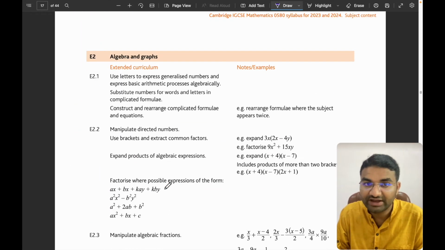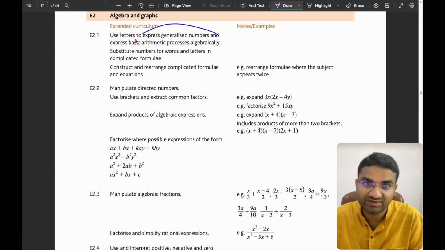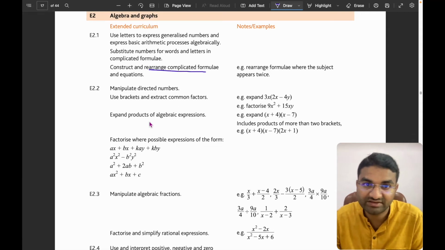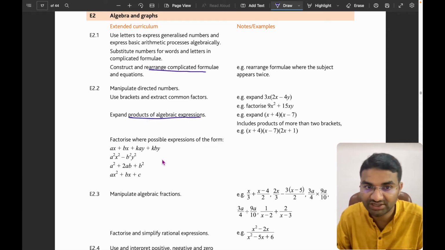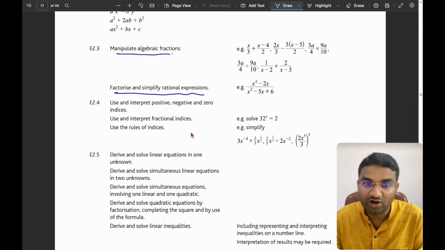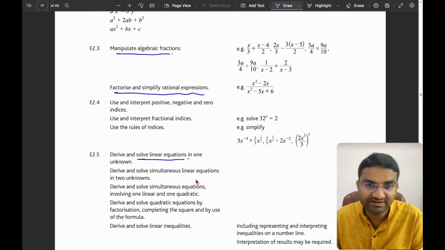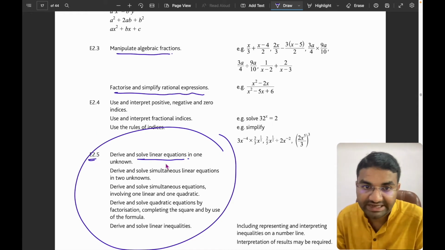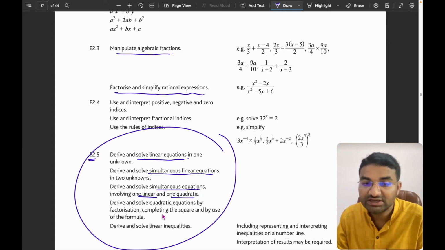Then next, for the extended syllabus, it's the same thing, algebraic equations. Then construct and rearrange complicated formulas, the product of algebraic expressions. Then manipulate algebraic fractions, and here factors and simplification of rational expressions. So here then interpret positive, negative numbers, now the extended syllabus for extended students. Here E to 5, derive and solve linear equations, solve simultaneous equations, then solve simultaneous linear and quadratic equations.